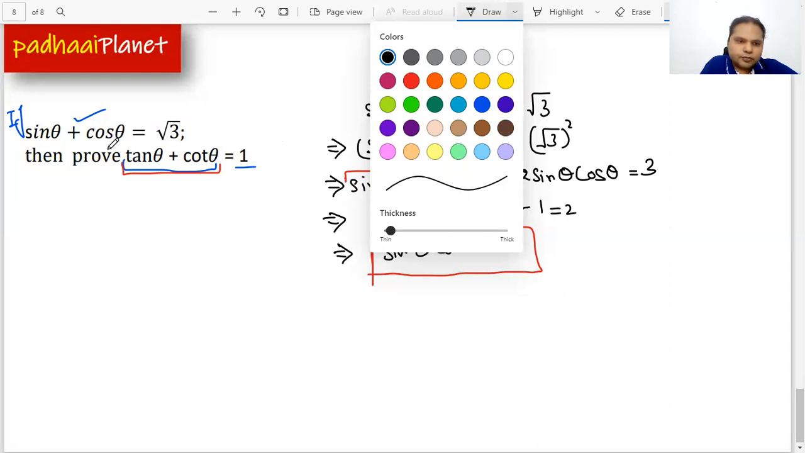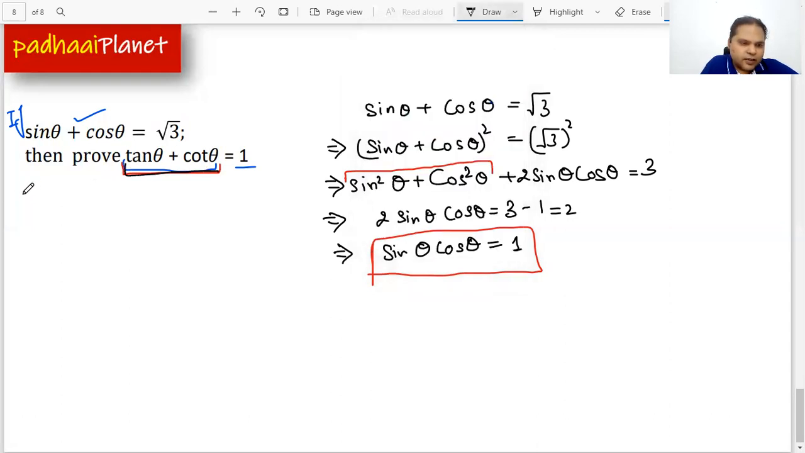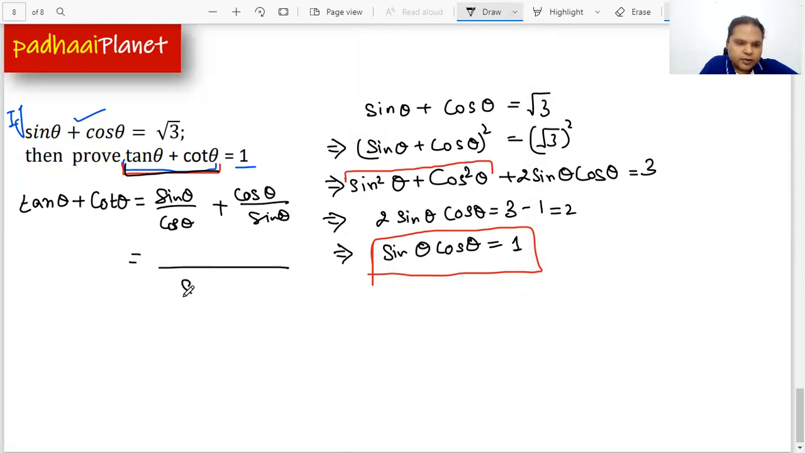Now, let's take up the left side. So that is tan theta plus cot theta, and that's equal to sine theta over cos theta plus cos theta over sine theta. We will simplify these fractions. So this becomes sine theta cos theta, and on top, we get sine squared theta plus cos squared theta.